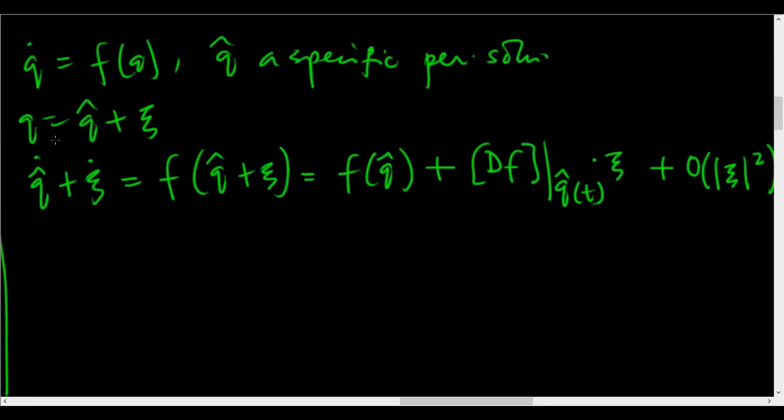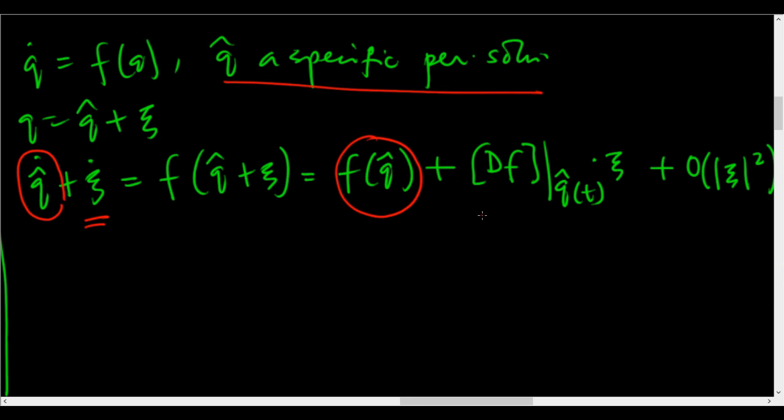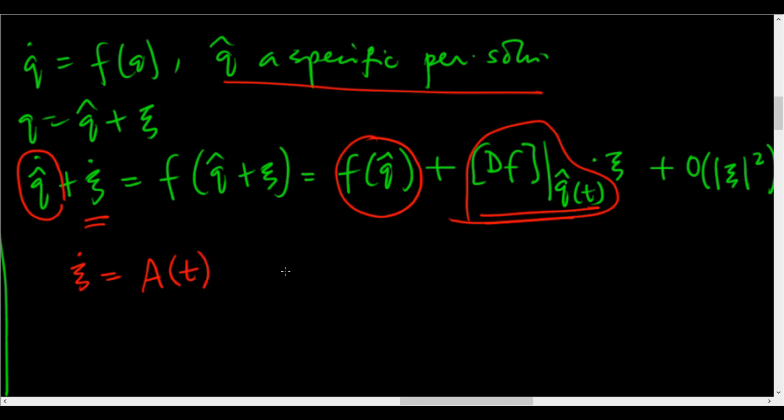So what do we have? We have this interesting observation that q hat dot is equal to f of q hat, because that is a specific solution. So we are left with this one here and this one here. So xi dot is equal to this one, I will call matrix A. Since it depends on q hat, which depends on t, I will write it more generally as A of t times xi.